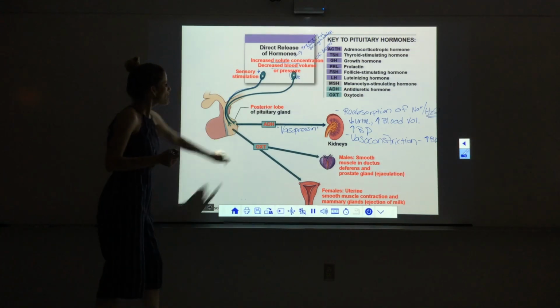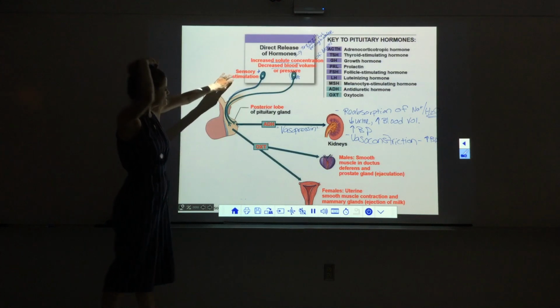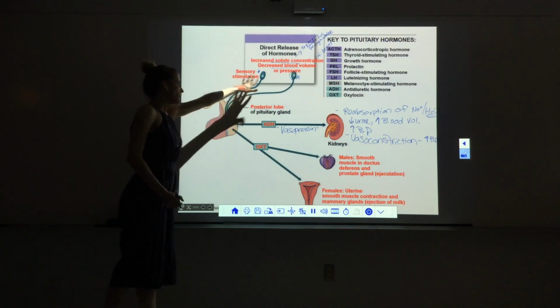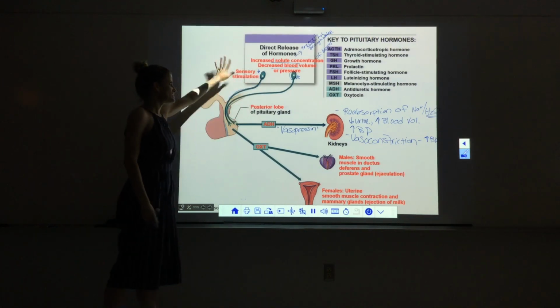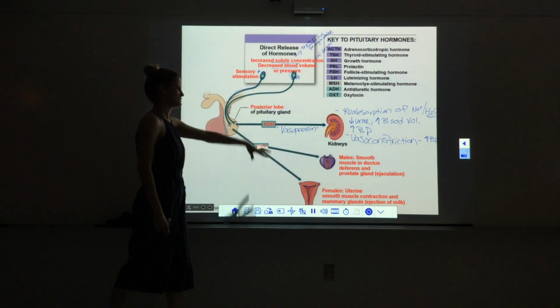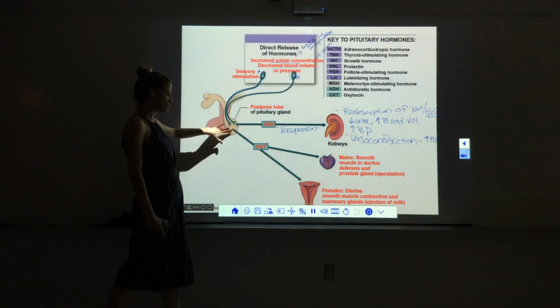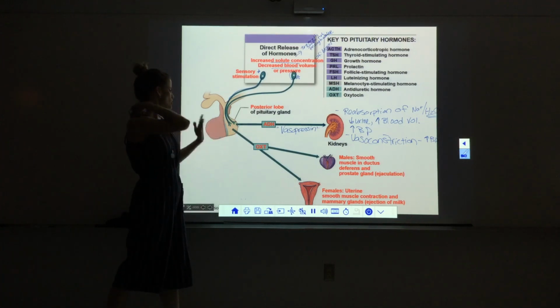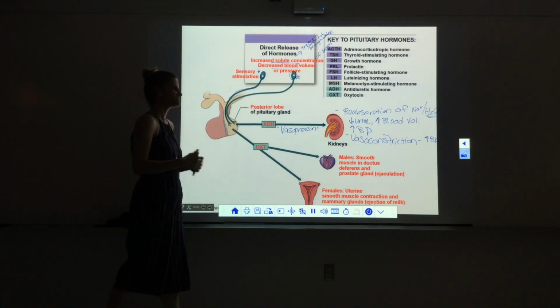Okay, so that's that. Oxytocin. Oxytocin is, again, made in the hypothalamus because of sensory stimulation. And there are all different types of sensory stimulation. We'll talk about it in a second. And then it's released from the posterior pituitary gland. Again, oxytocin is part of the reproductive system.